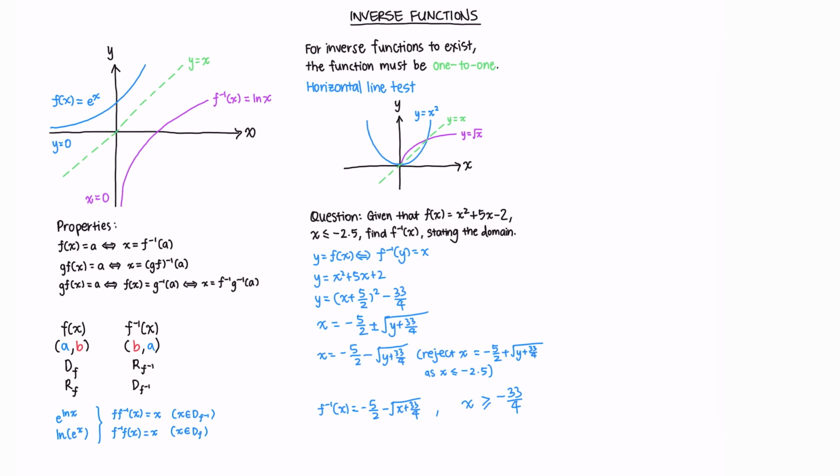33 over 4. And remember, when we find the domain, we need to account for any restrictions, and we look at this restriction for the surd. We see that this fits actually perfectly into x is more than or equal to negative 33 over 4. So it also kind of checks out. We don't need to add an additional restriction to this domain. So we can accept this as our final answer.